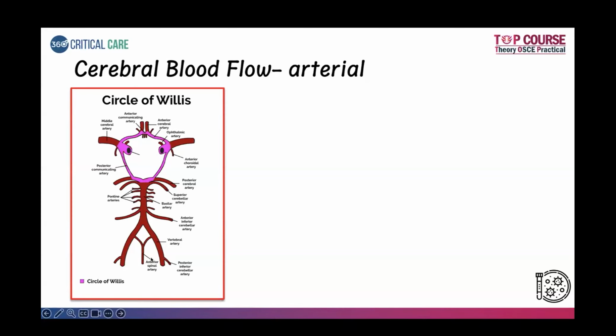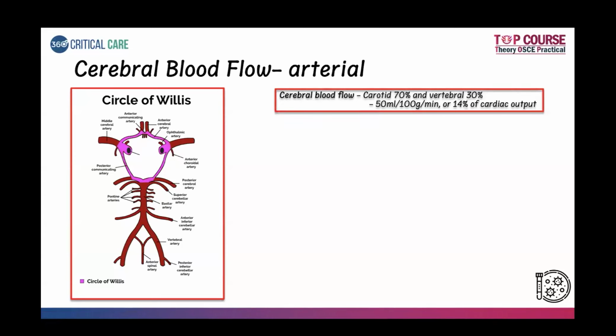So basically, the circle of Willis constitutes all the major arteries of the brain, which constitutes the anterior, middle, and posterior cerebral arteries and its branches. And it should be an easy thing for you guys, you should be able to draw the circle of Willis. This can be a question in the exam.